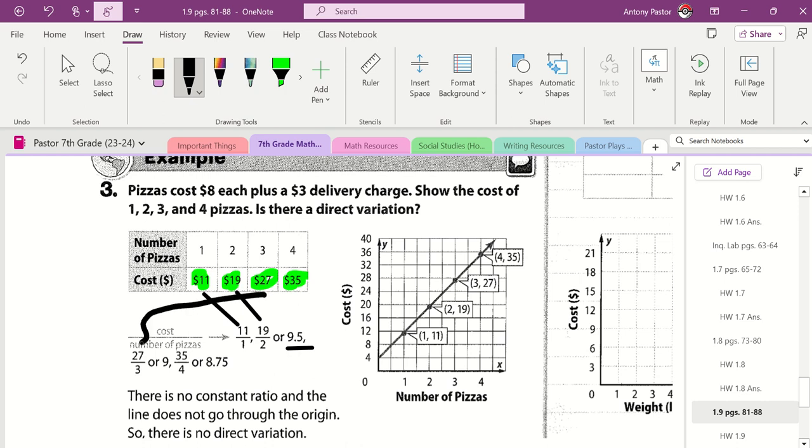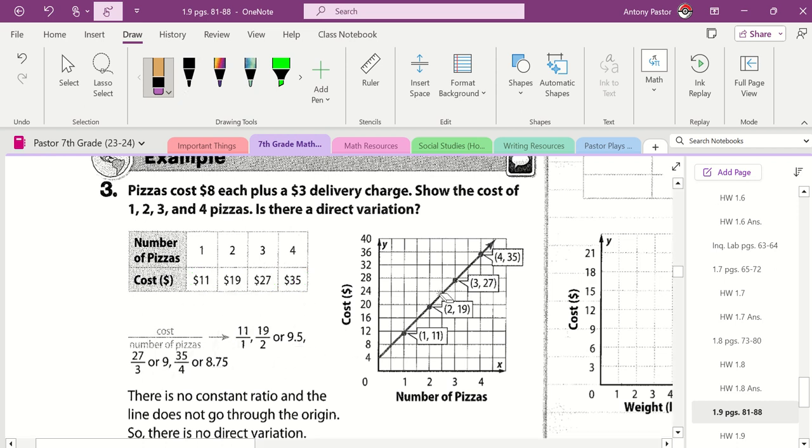$27 for 3 pizzas makes 27 over 3, or $9 per pizza. And then 4 makes it 35 over 4, or $8.75 per pizza. So the more pizzas you buy, the quote-unquote cheaper it is because of the delivery fee only being there for one delivery, not per pizza. So these are not constant. There's not a constant rate of change here.